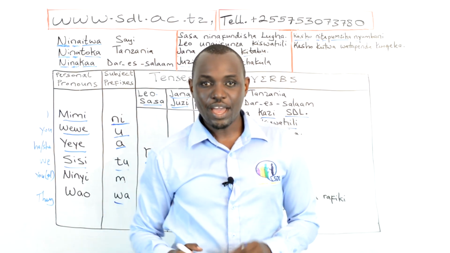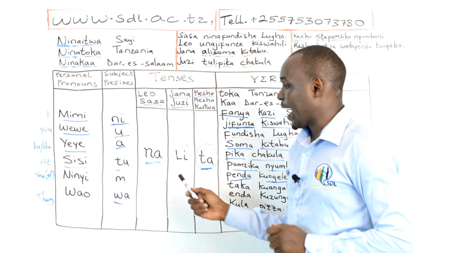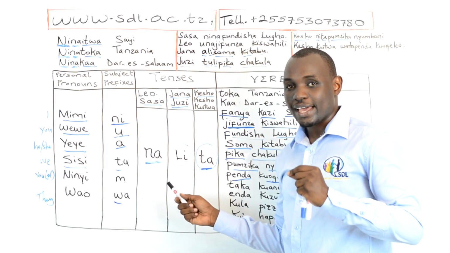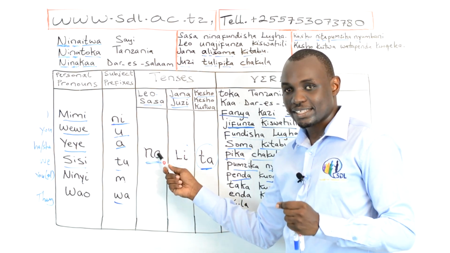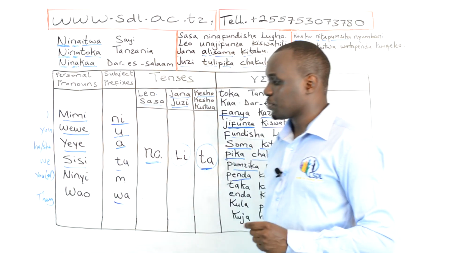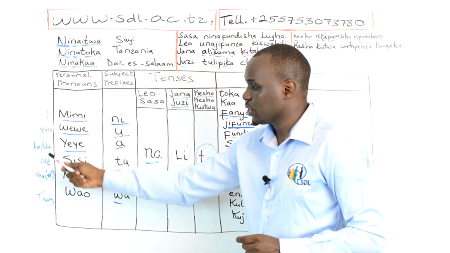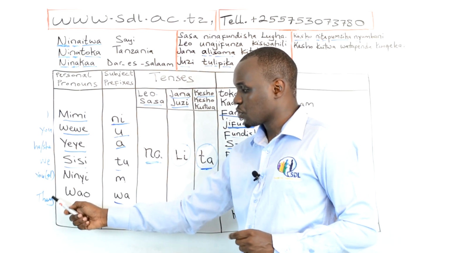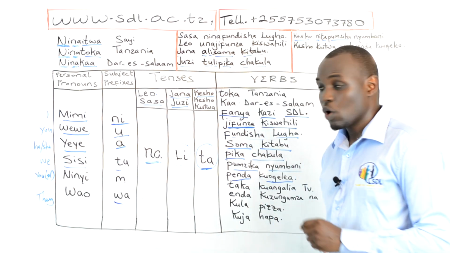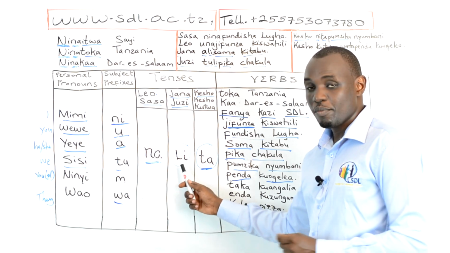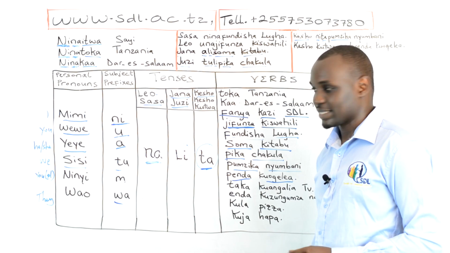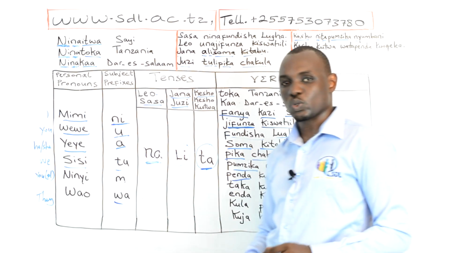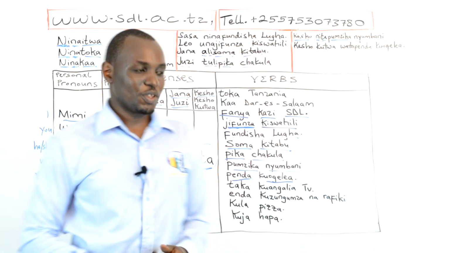Yes, so now we know already how to construct present sentences with all person pronouns: I, you, he or she, we, you plural, they. But also now we are able to say past sentences and future sentences in Swahili.